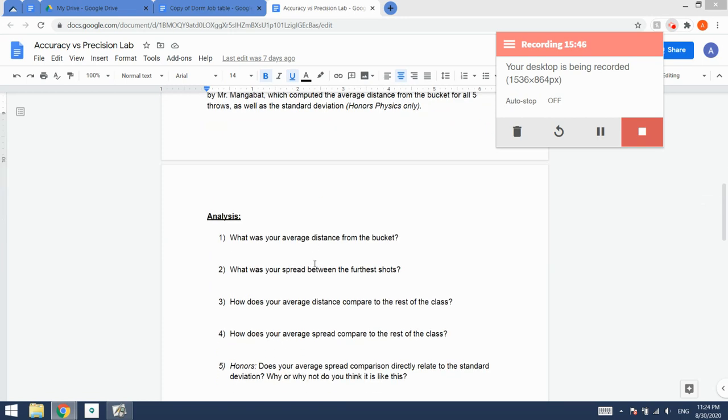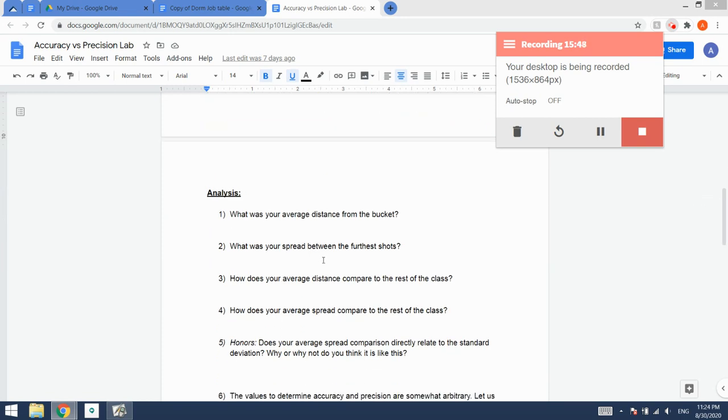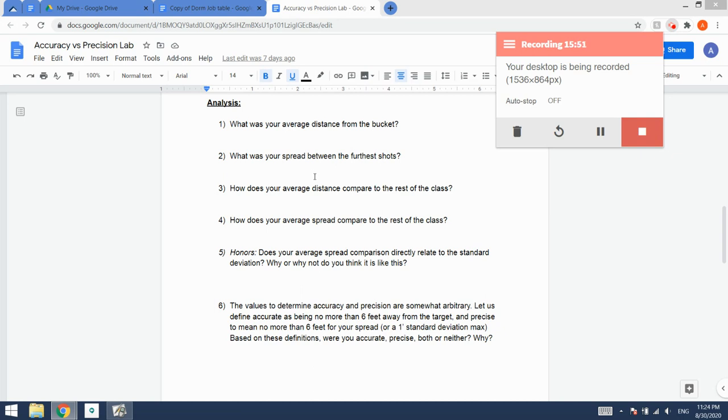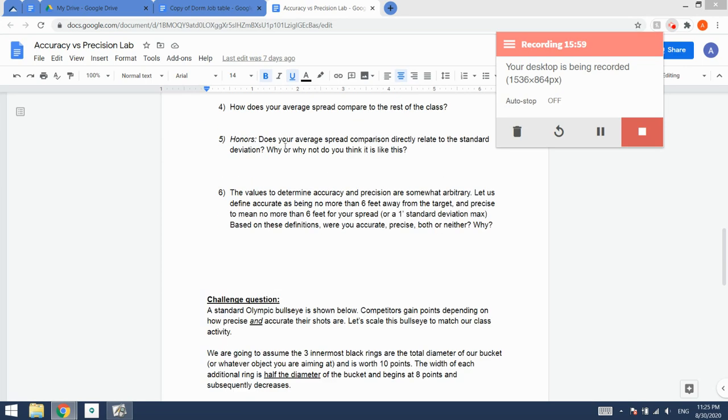So what was the average distance to the bucket? What is the spread between the furthest shots? How does your average distance compare to the rest of the class? How does your spread compare to the rest of the class? The honors class has a standard deviation question, and then the final analysis question is to take my definition, because I said that what accuracy and precision are is pretty arbitrary, unless you're going into a percentage calculation, but we're not going to do that for this lab.